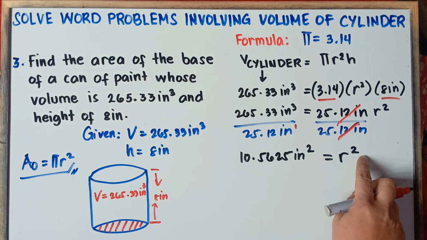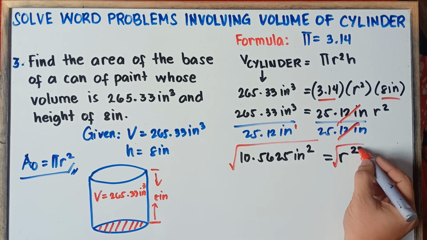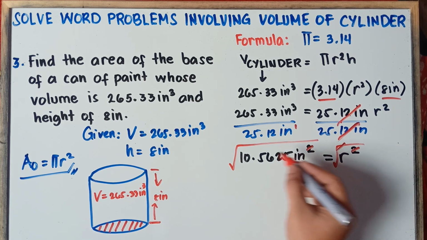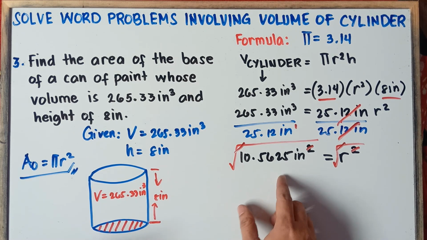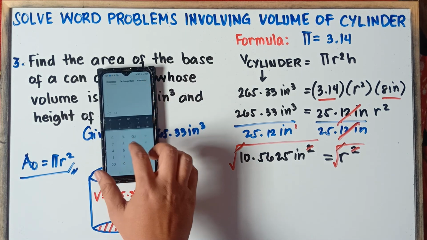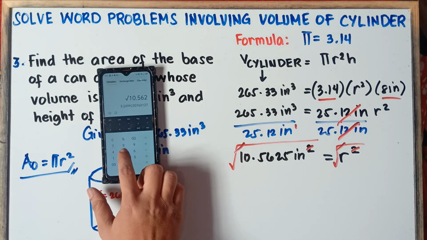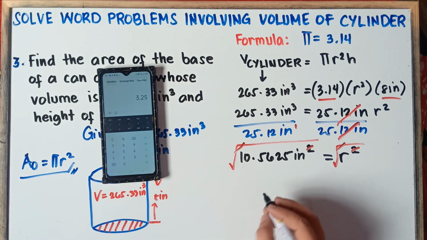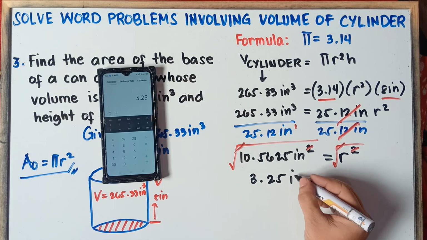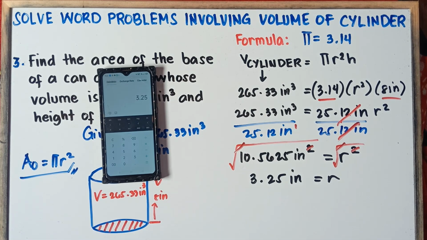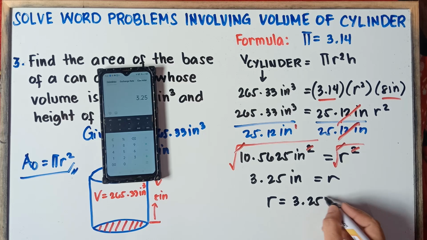so that you can cancel this exponent. So extract the square root of both sides. Cancel the exponent and the square root, cancel the exponent and the square root. And then simply get the square root of 10.5625. The answer would be 3.25. And do not forget the units, inches, equals r. So therefore, class, the radius is equal to 3.25 inches.